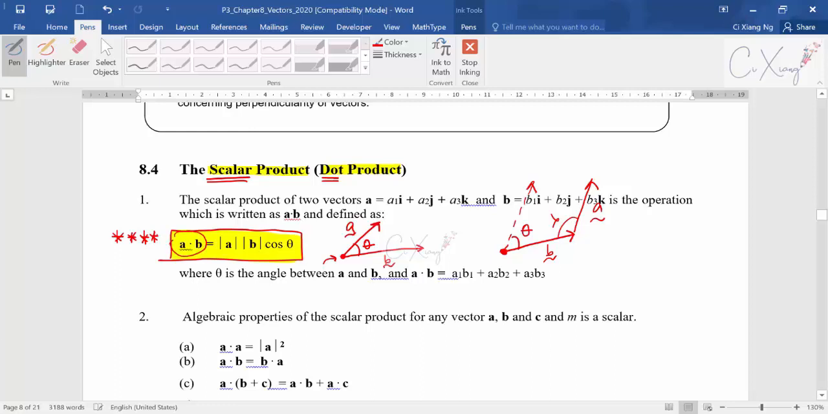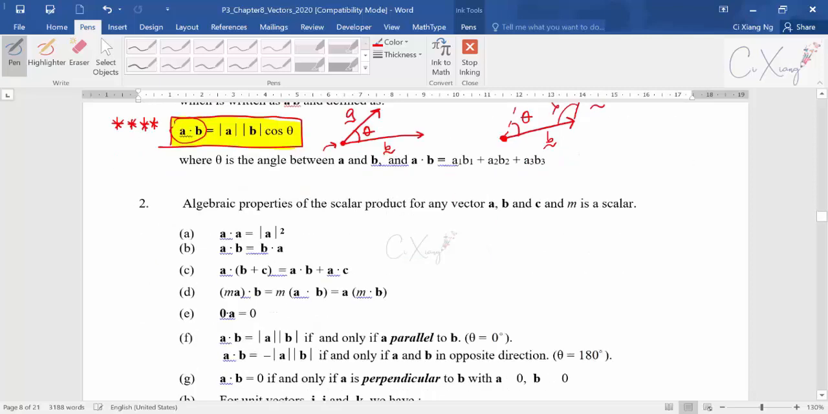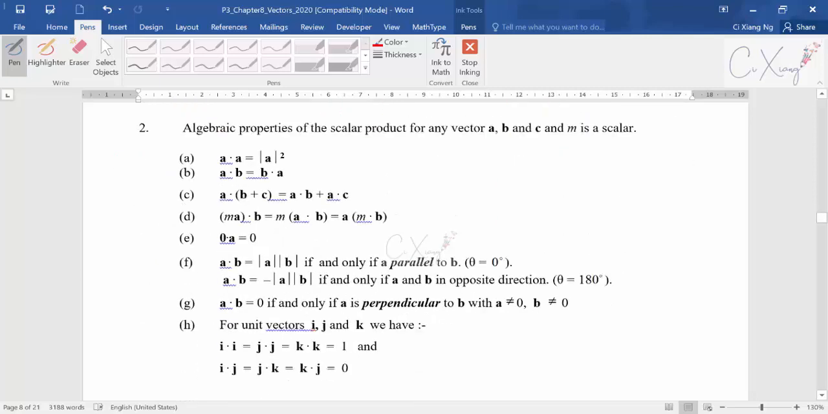If we proceed further, you will see that there are some properties of the scalar product for any vectors A, B, and C, and n a scalar. I'm not going to show you everything here, but I will show you one property: A dot A equals modulus A squared. What does it mean? It actually means like this. Let's say I have A equal to (1, 2, 3). For the left hand side, I have A dot A, which means (1, 2, 3) dot (1, 2, 3).